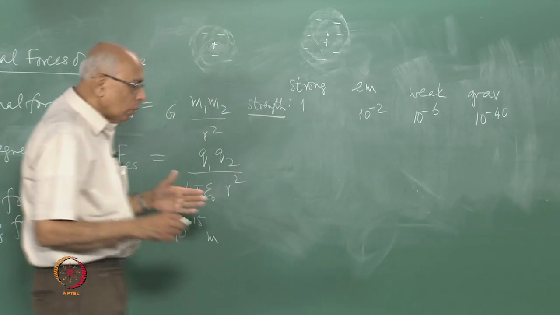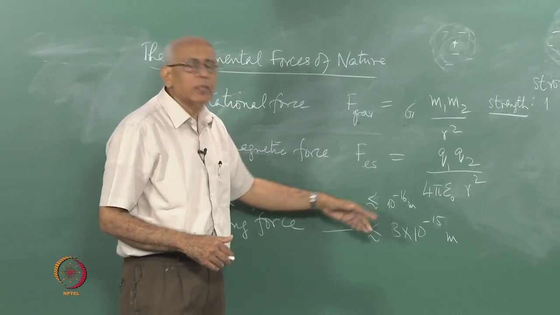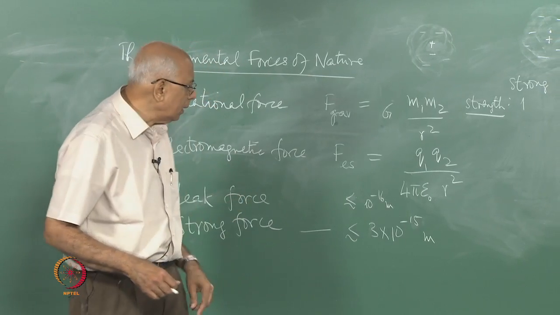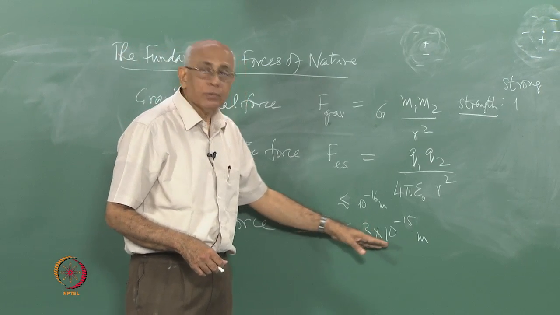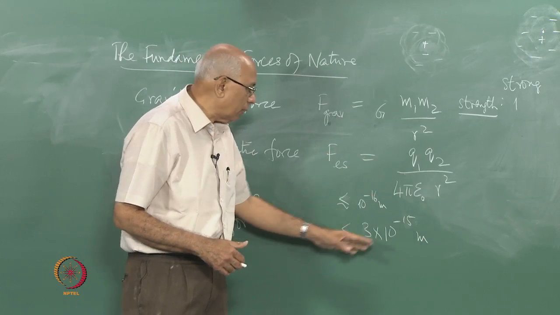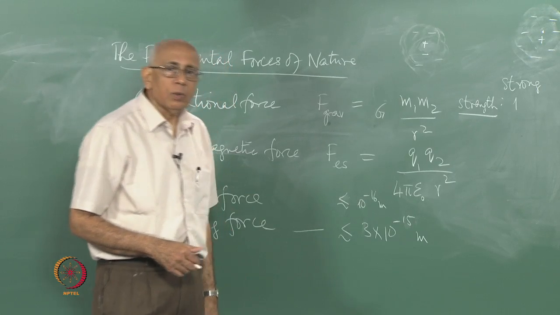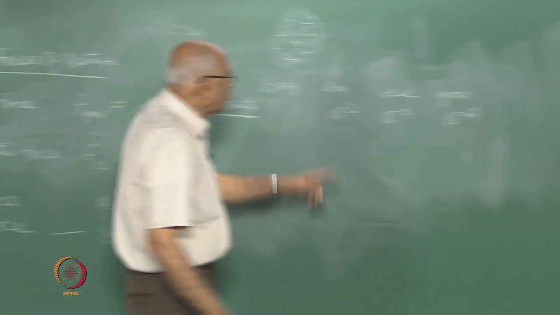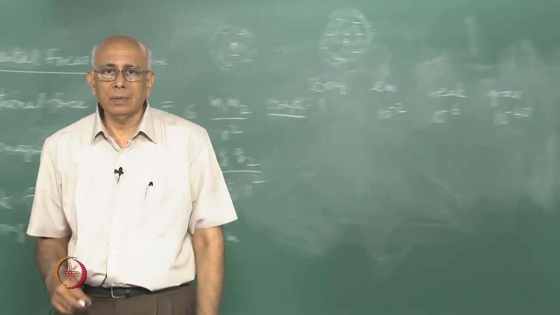But as you go to shorter distances, I have already mentioned that the weak force has a range of about 10 to the minus 16 meters, that is 0.1 Fermi, femtometer, whereas the strong force has a range which is of the order of a few, at best a few femtometers. If you go to smaller distances like 10 to the minus 18 meters, then it turns out that the strength of the weak force and the strength of the electromagnetic force become comparable to each other.